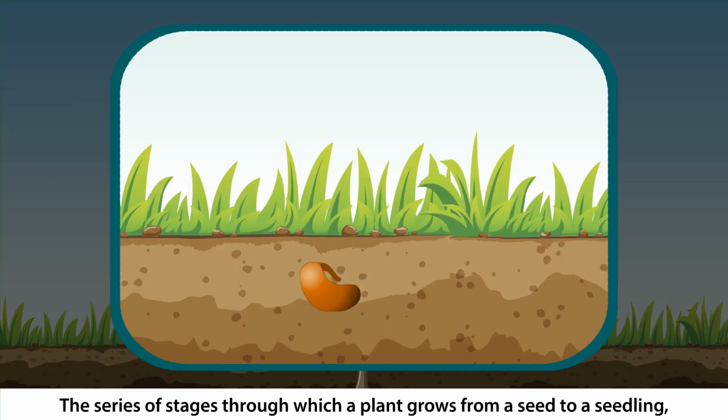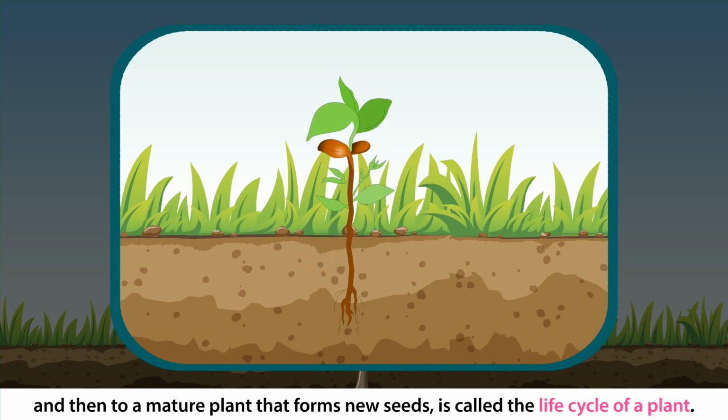The series of stages through which a plant grows from a seed to a seedling and then to a mature plant that forms new seeds is called the life cycle of a plant.